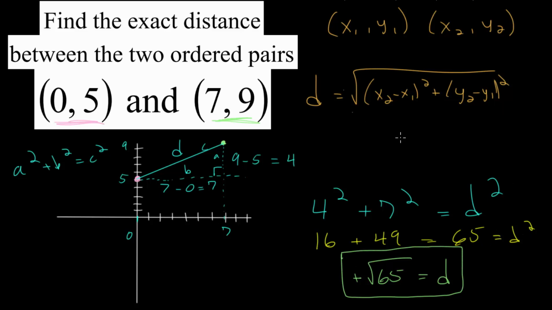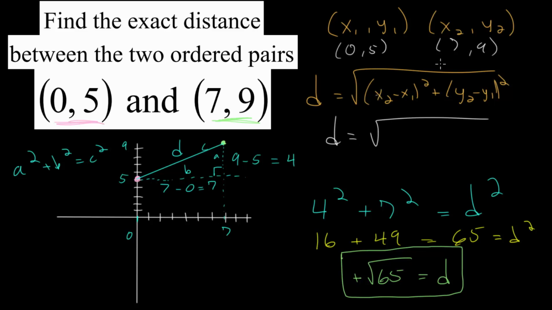But if we want, we can use this formula, since this method can be a little bit tedious. It gives us great insight into what's going on, but if you need to find this quickly, this is not the method you would want to use. And to use this distance formula, we just need to label what (x1, y1) and (x2, y2) are. We can say that (x1, y1) is really just (0, 5), and (x2, y2) is (7, 9), and then we just plug everything in.